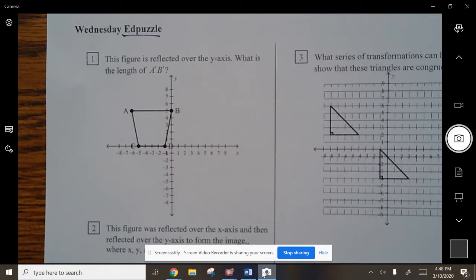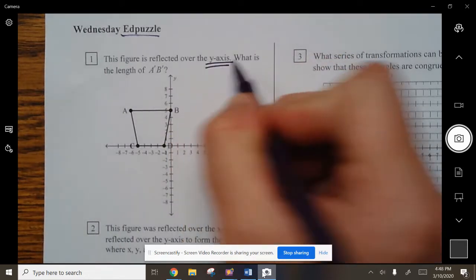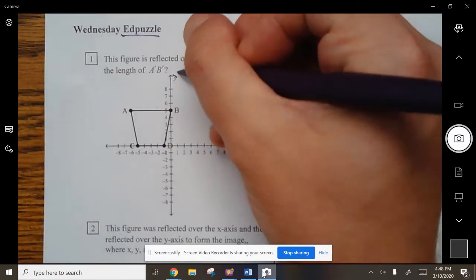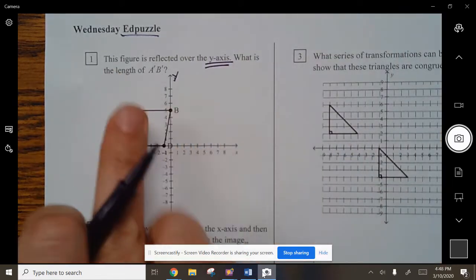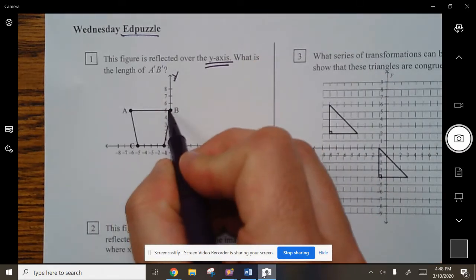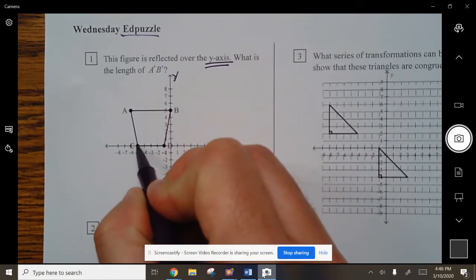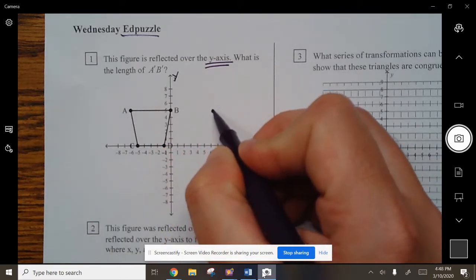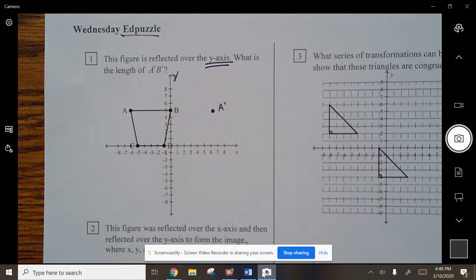So now take a look at this first question. The figure is reflected over the y-axis. What is the length of A prime, B prime? Let's first go ahead and reflect this over the y-axis. If it's going to be there, it's going to flip over. How far is A over here? That's 6 spots away. So we're going to go 6 spots away here, and that's going to be A prime.